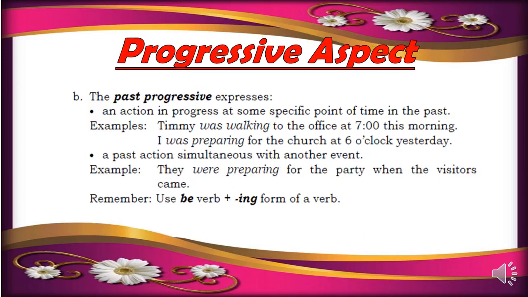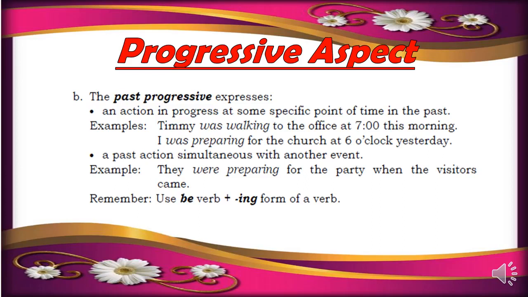Now we have the past progressive. So the past progressive expresses an action in progress at some specific point of time in the past. Example, Timmy was walking to the office at 7 o'clock this morning. Another one, I was preparing for the church at 6 o'clock yesterday.